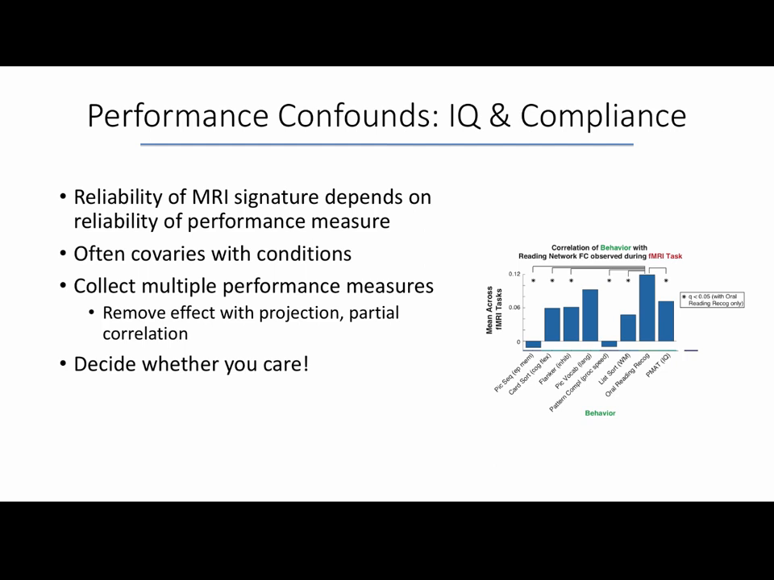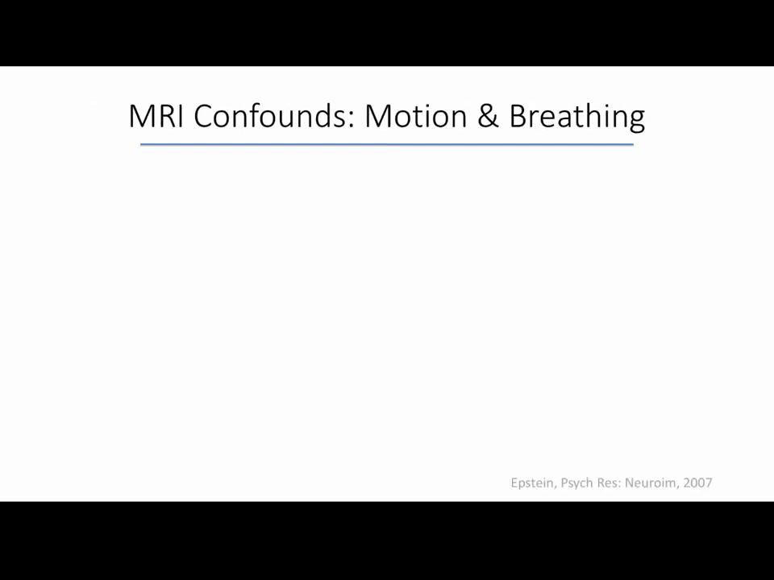If the purpose of your study is just to predict, then you can use everything you can get your hands on. You can use how much they move in the scanner, you can use their IQ, you can use all these covariates just to boost your prediction. But if you want to learn something about the brain, a lot of times you have to be very careful about these things.